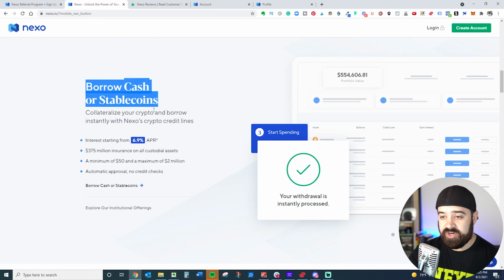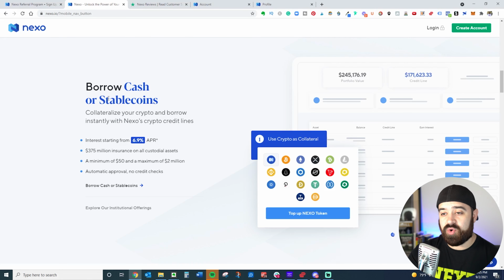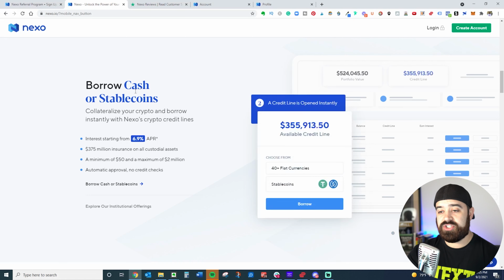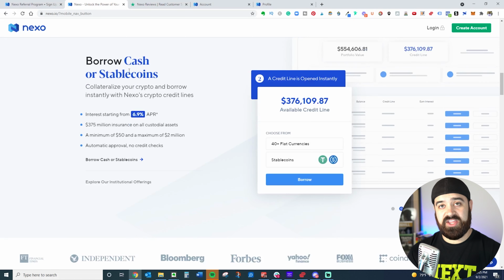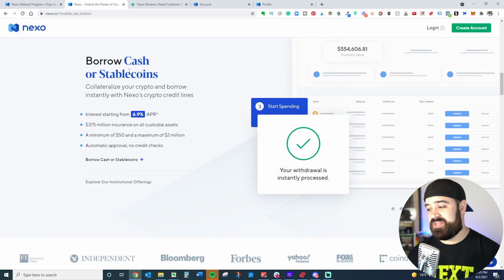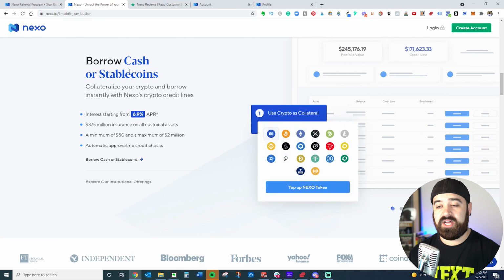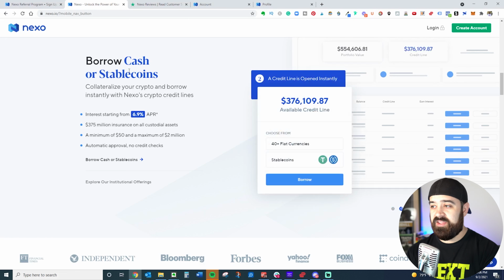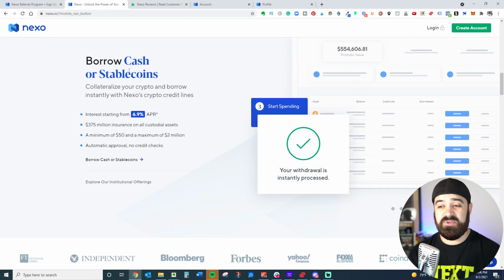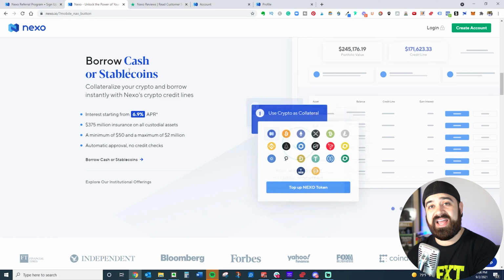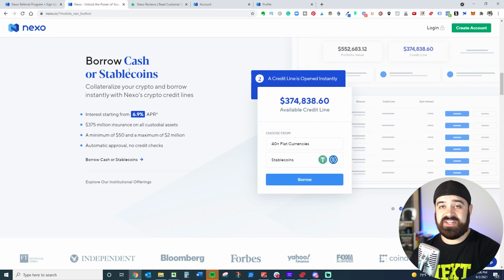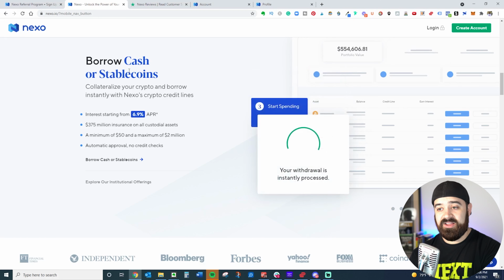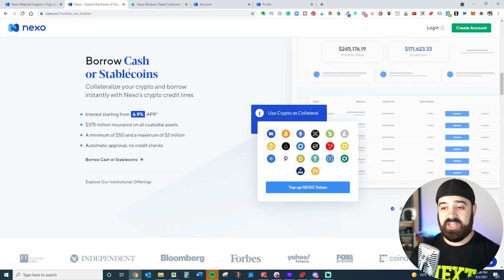So I mentioned this briefly. You can borrow cash or stablecoins. You can use something like your Bitcoin. Say you had a full Bitcoin, which today is valued at right around $50,000. You could take that Bitcoin, and I believe, I'd have to go back and look at the numbers exactly, but you could borrow on like half of that and use it as collateral, and I could take out cash, the USD, the dollar, or USDT for $25,000 and then just pay that loan back later.